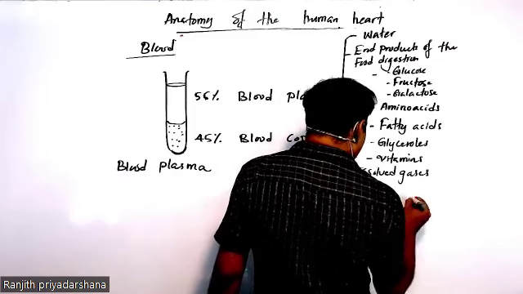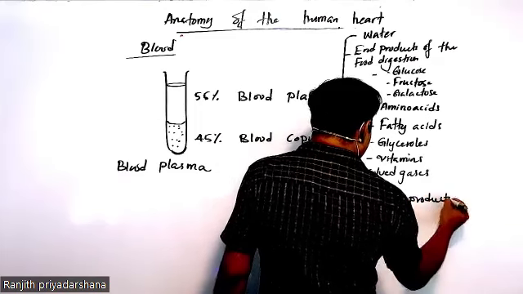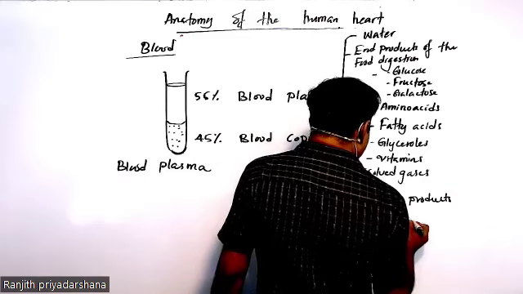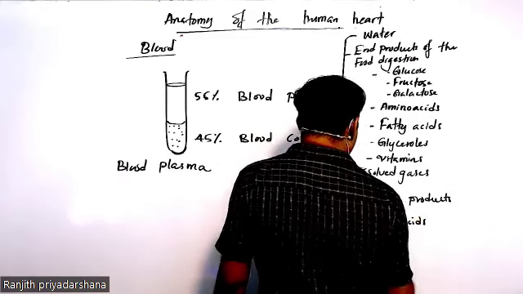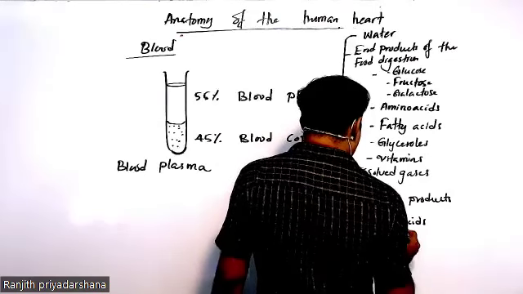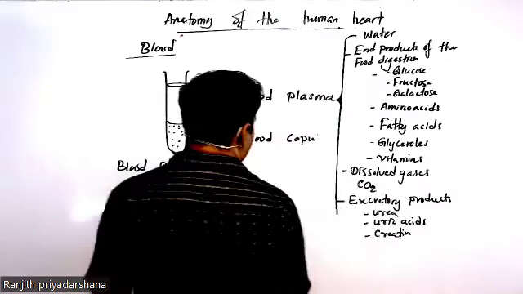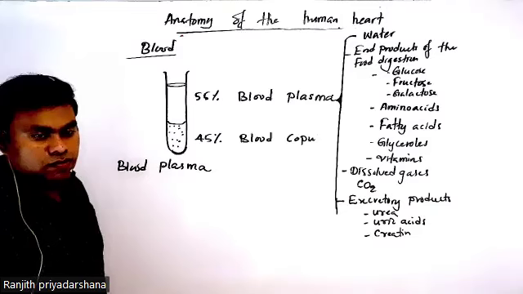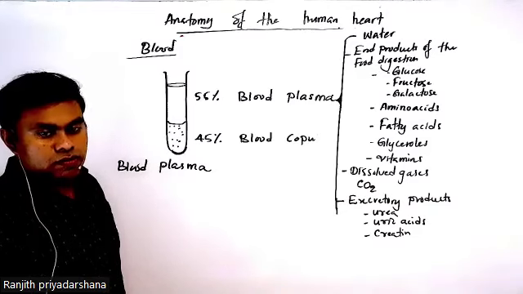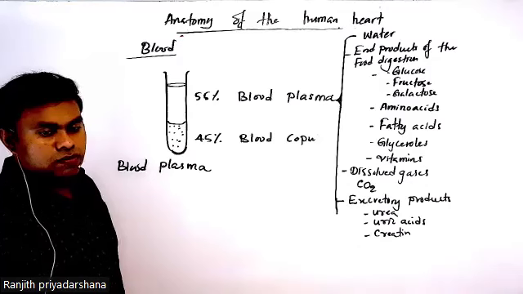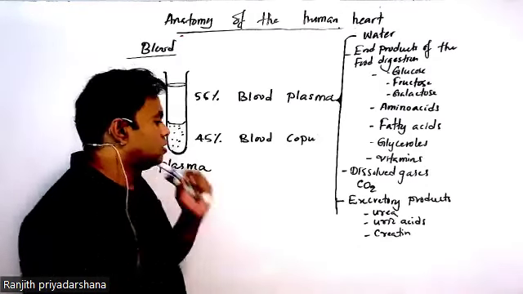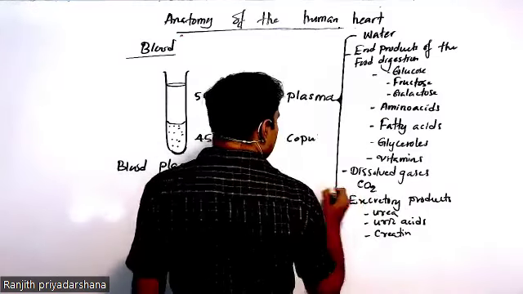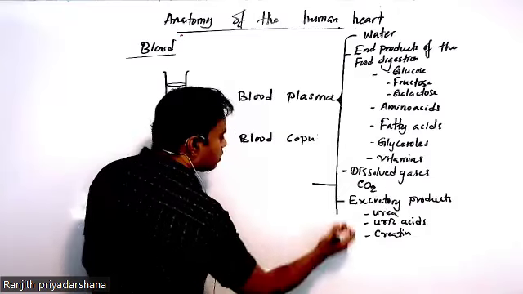Excretory products, urea, uric acids, creatine, like excretory products. As well as, yes, in our blood, we have another, so you can continue that.